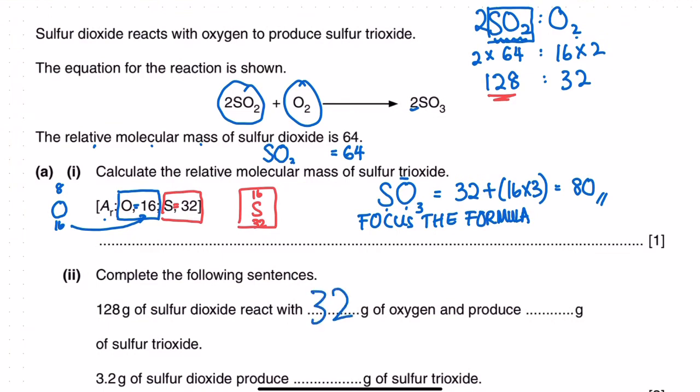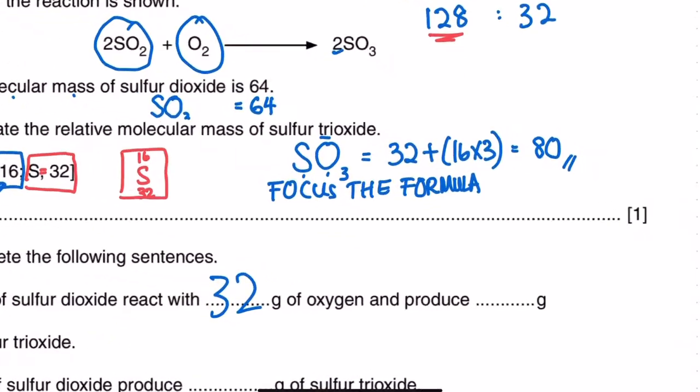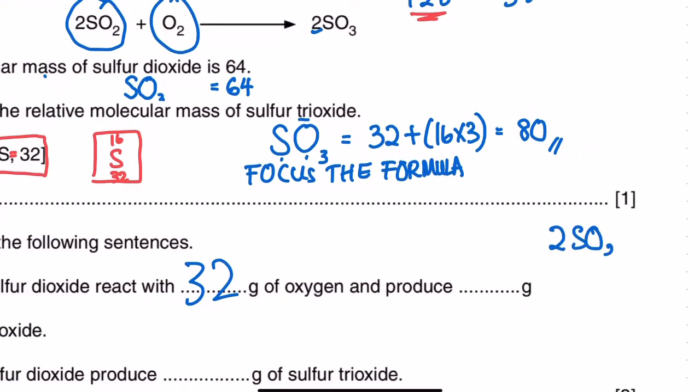Okay, next, to produce blank gram of sulfur trioxide. Blank gram of sulfur trioxide. So what do we do next? Pair it up. We take the two things that we need to pair up. So the first thing is already given, your sulfur dioxide. Next is your sulfur trioxide. So let's write it out. Sulfur dioxide, 2SO2 to the ratio of 2SO3.